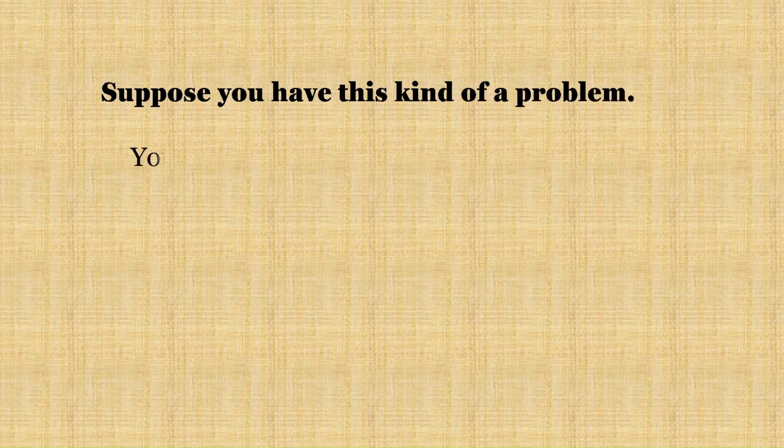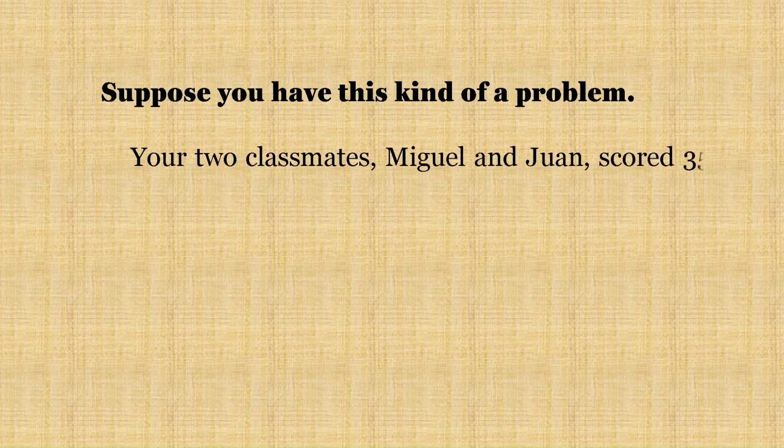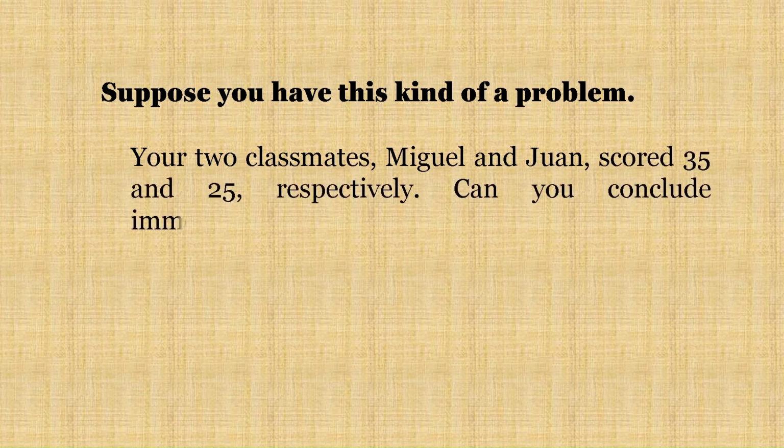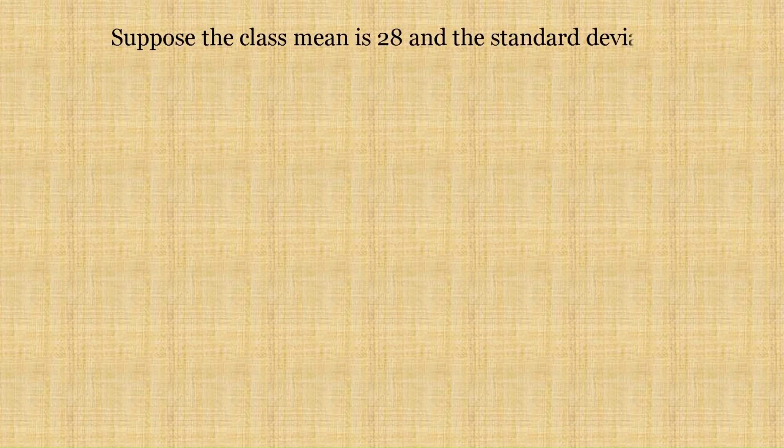Suppose you have this kind of a problem. Your 2 classmates, Miguel and Juan, scored 35 and 25, respectively. Can you conclude immediately that they are better compared to the entire class? Suppose the class mean is 28 and the standard deviation is 3. Then we can determine the z-score of Miguel and Juan.